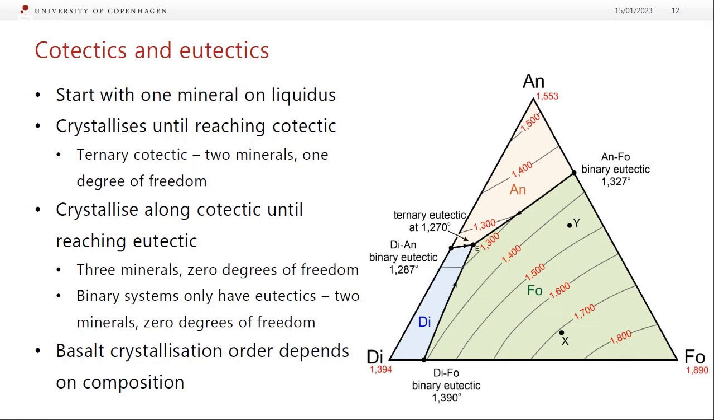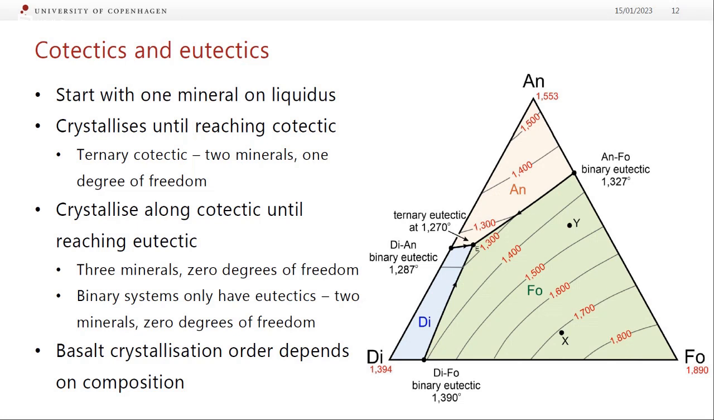At these cotectics, we move down temperature, crystallizing our 2 minerals, and that will continue until we hit a eutectic. A eutectic point is where we have 3 minerals crystallizing plus our liquid. So we have 0 degrees of freedom, so it is a fixed temperature and fixed composition. In a binary phase diagram, we can only have eutectics because we don't have 3 components. So we can't have a situation where we have 2 minerals crystallizing and a melt and the temperature's changing, because there's no degrees of freedom left.